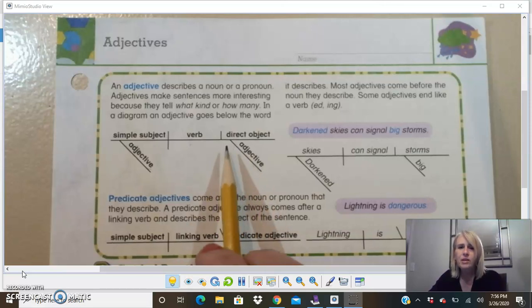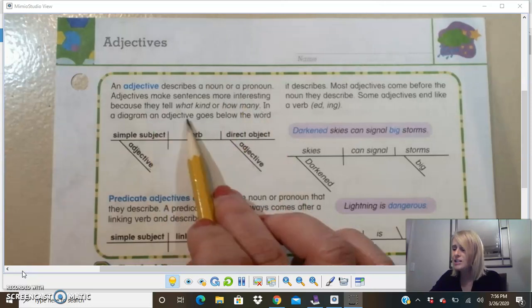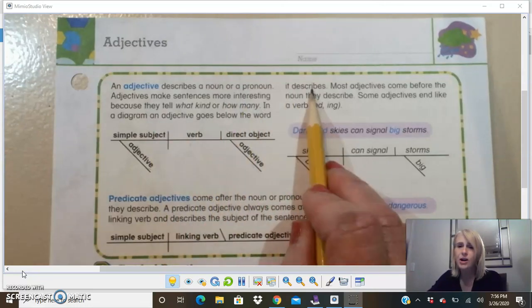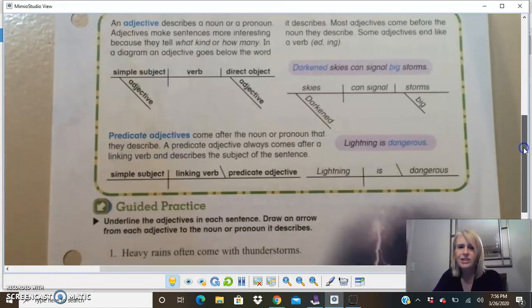So let's go back and back up again. It says, in a diagram, an adjective goes below the word it describes. Most adjectives come before the noun they describe. Some adjectives end like a verb, like -ed or -ing. So let me scroll this down. Let's look at this section right here.